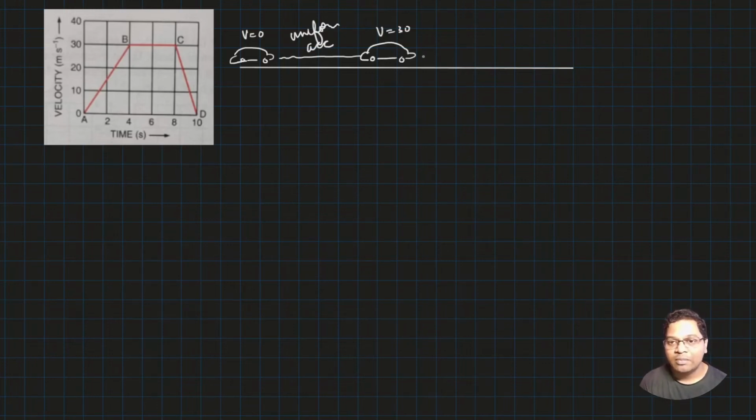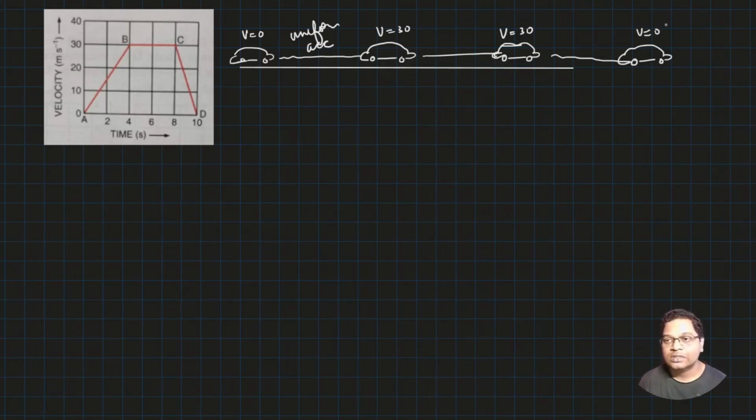Then what happens is the car maintained that speed. So you can see that here also the speed is 30. So that is B to C. And after that, the car slows down and the car is brought to rest. So at point D, the speed from 30 becomes 0. So the car does move in a straight line. It does not change direction. It starts from velocity 0, goes to velocity 30, maintains the speed, and then it is brought to rest.